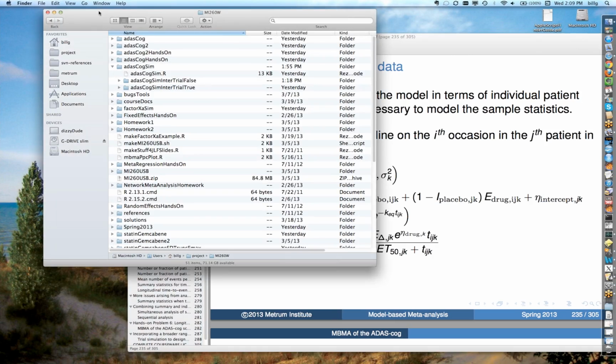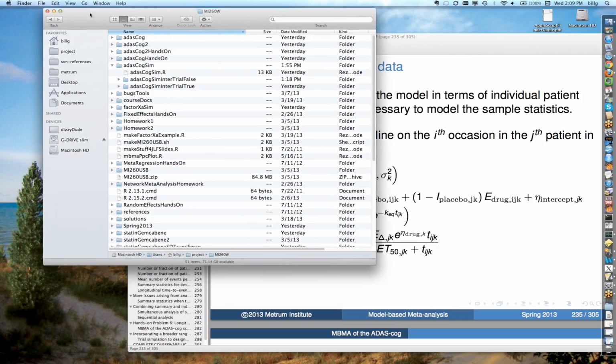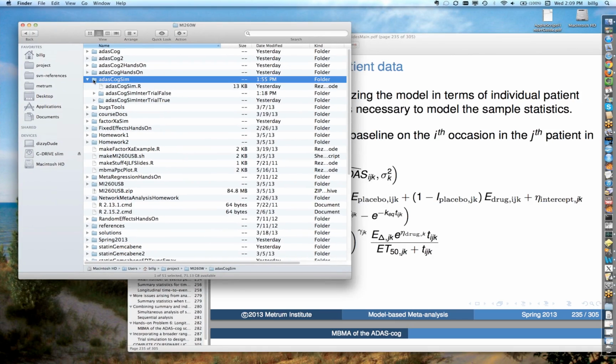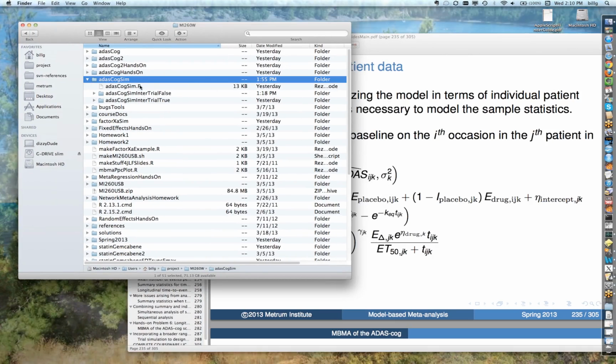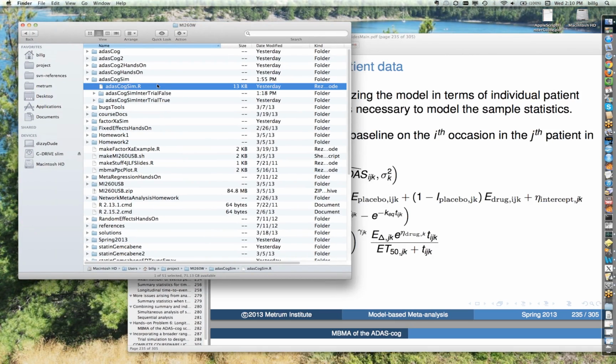So in my email, hopefully you saw that I did mention that I posted what's contained in this folder right here, this ADAS-Cog sim folder. So I sent out a zip file, which was just a zipped up version of that particular folder, and the main thing in here is this R script that I called ADAS-Cog sim.R, which illustrates doing those simulations. And the technique I'm using here is very closely related to the one I showed you before with that factor 10a example. So let's take a look at it.